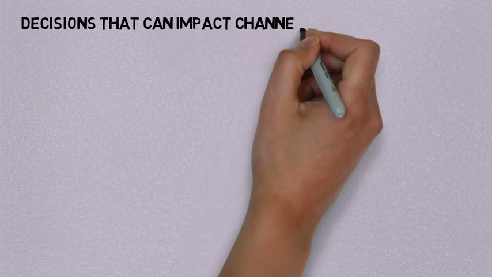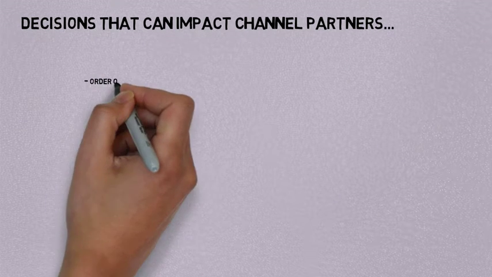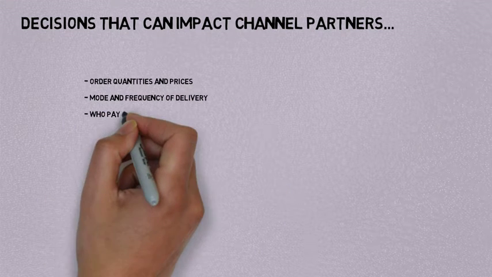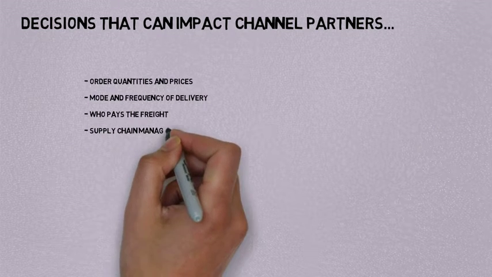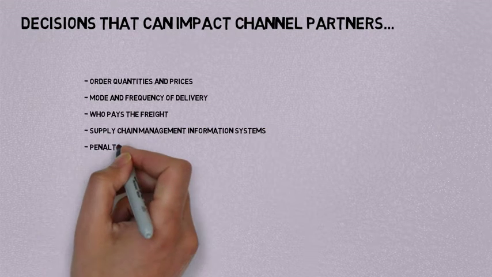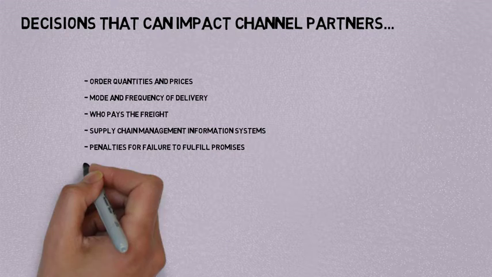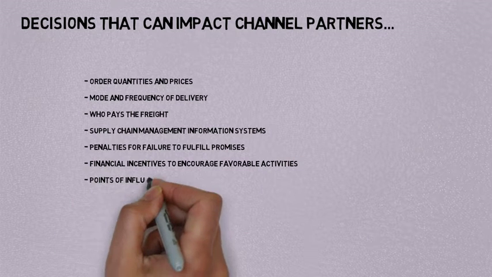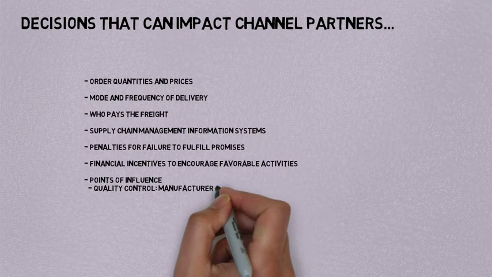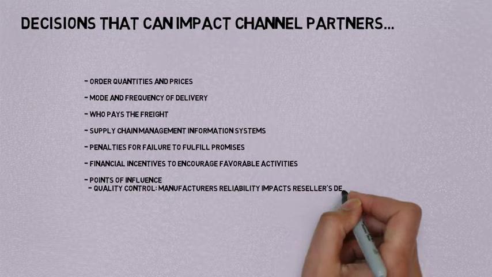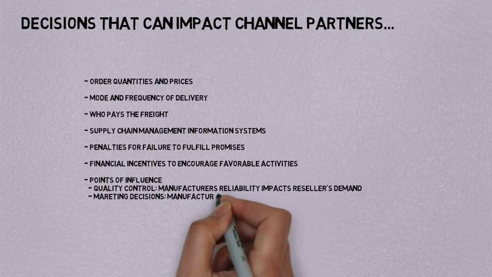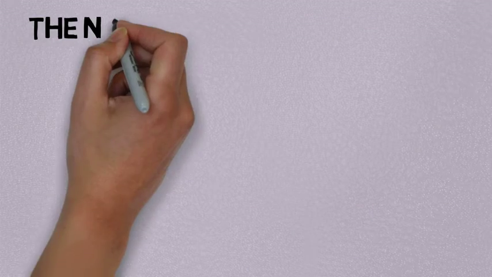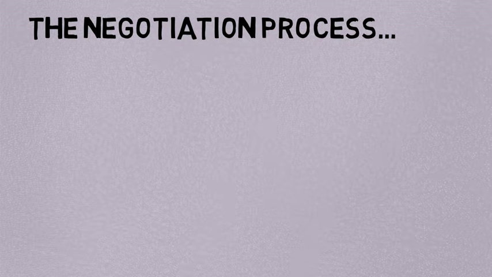There are many decisions that can impact channel partners. These include order quantities and prices, mode and frequency of delivery, who pays the freight, supply chain management information systems, penalties for failure to fulfill promises, financial incentives to encourage favorable activities, and points of influence, including quality control or manufacturers' reliabilities, which impact resellers' demand, as well as marketing decisions, where manufacturers can monitor, market, and offer advice to the reseller. The negotiation process is long and tedious, but must be done.